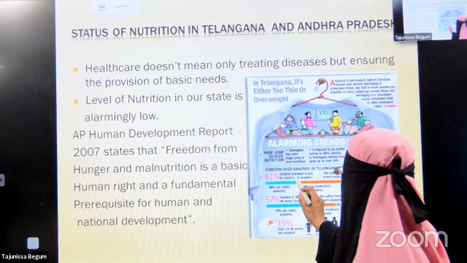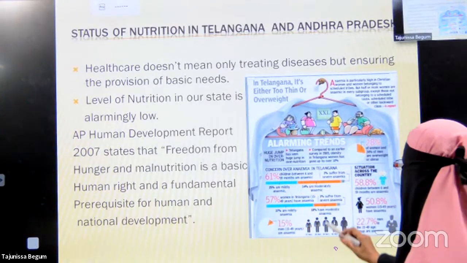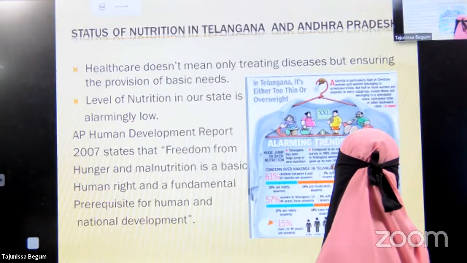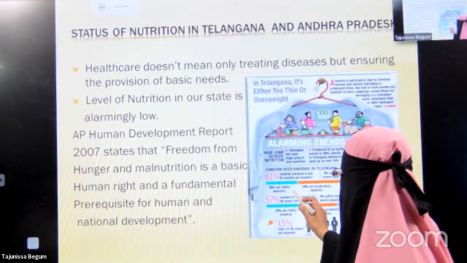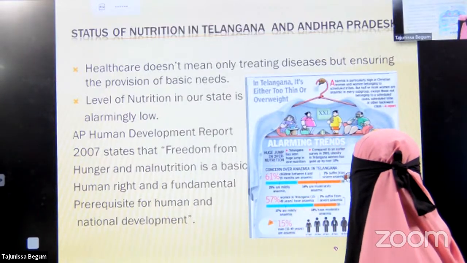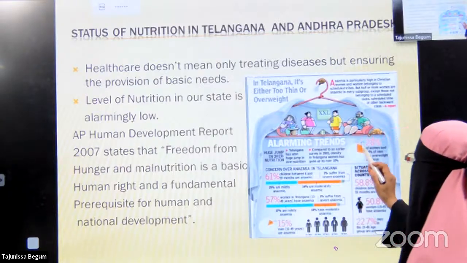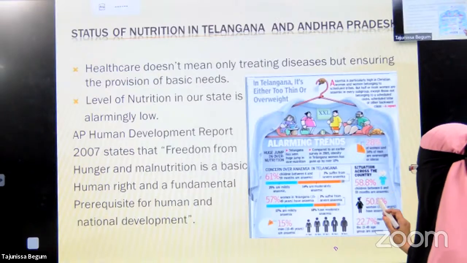Then there is concern over anemia in Telangana. 61% of children between 6 and 59 months are anemic. 3% suffer from severe anemia. 57% of women in Telangana aged 15 to 49 have anemia. So by this survey, we can find out the situation across the country: 58.8% of children between 6 to 59 months are anemic.